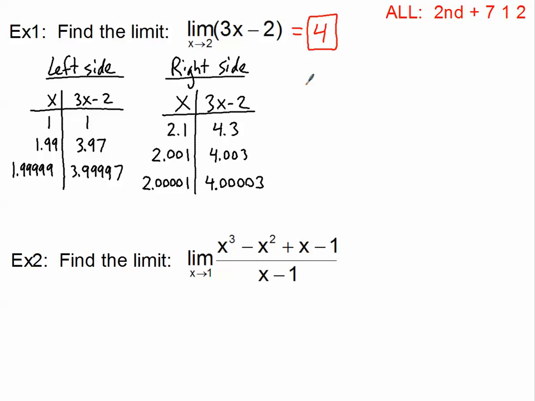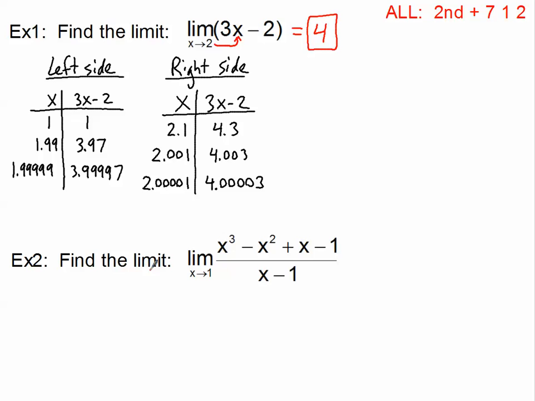Now, some of you might say, well, isn't there a whole lot faster way of doing that? Can't I simply plug a 2 right into the function and get 4? Sure, 3 times 2 minus 2 is equal to 4. But the point is, that will not always work. This is called direct substitution. And if you can do direct substitution, that would be great. Go ahead and do that. If you cannot, you have to understand the technique that I'm about to show you in example 2.